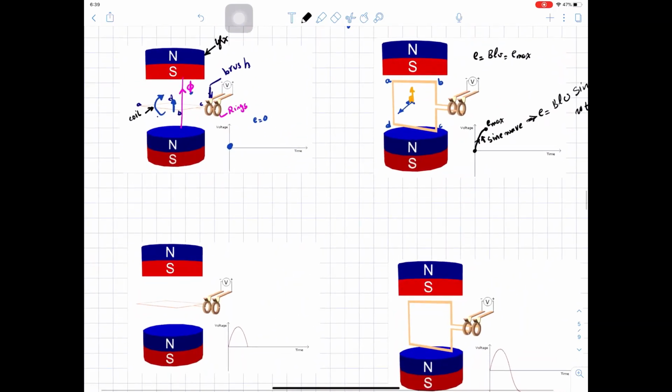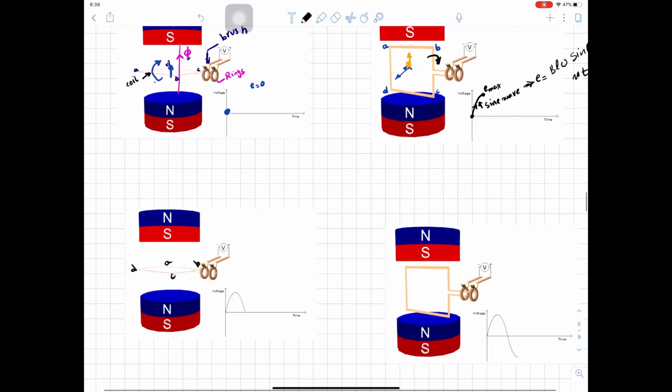Then the coil will go to horizontal position again. So here is A, B, C, D. We are assuming it is rotating clockwise. So in this case, this is the coil direction, and here is the flux direction. So the angle between the coil and the flux is 0. So E equals 0. So we are going back to 0.